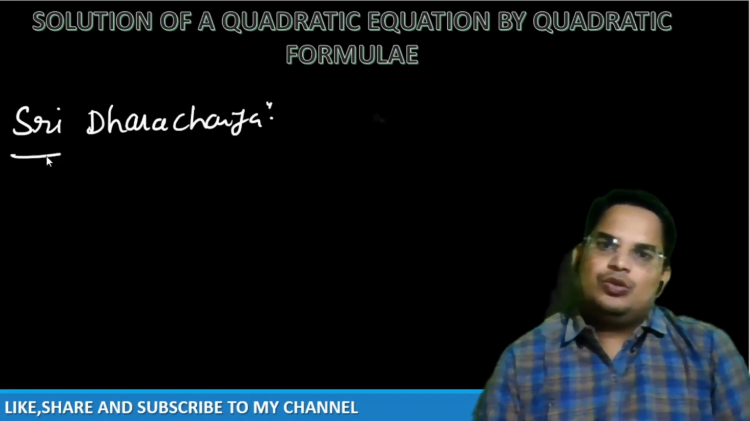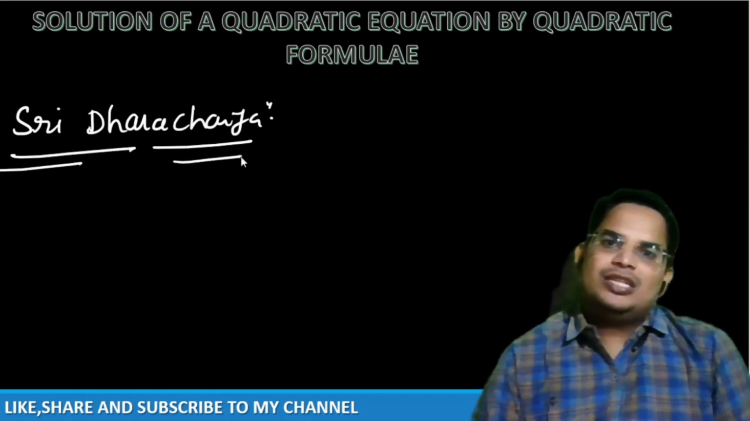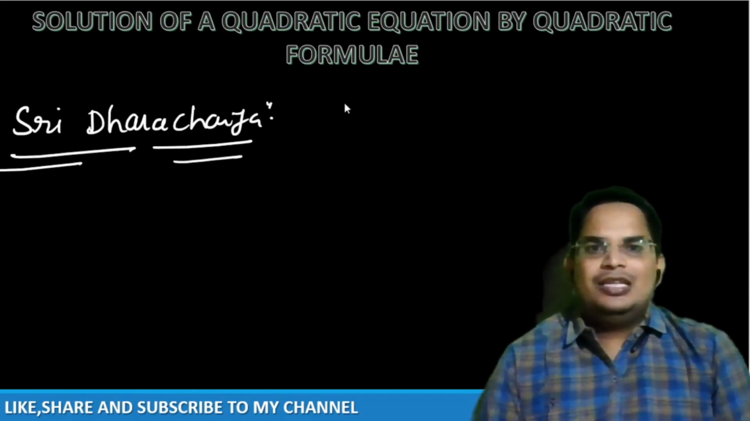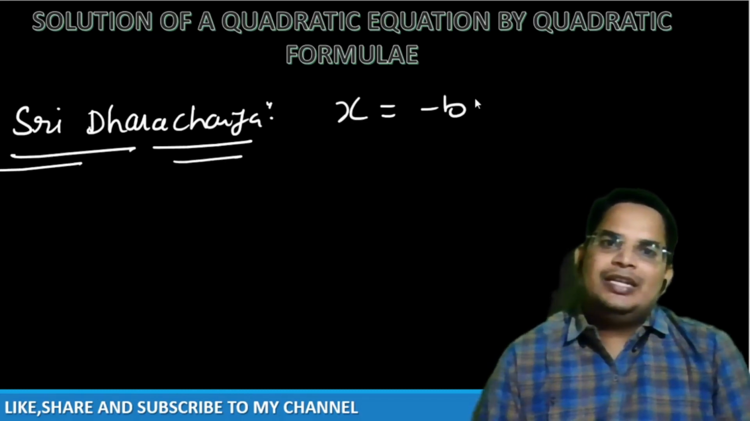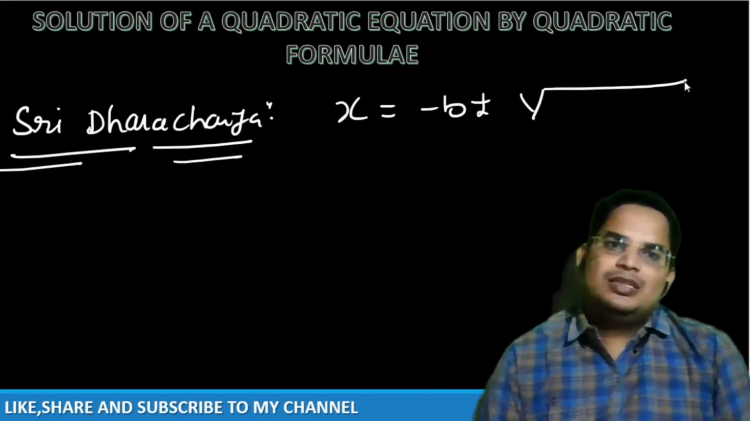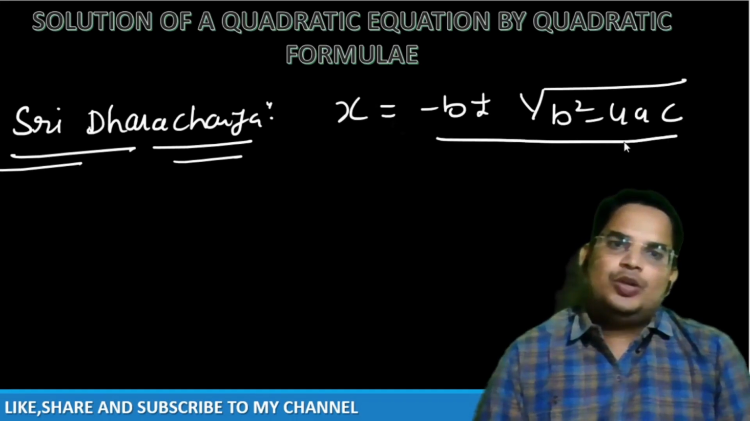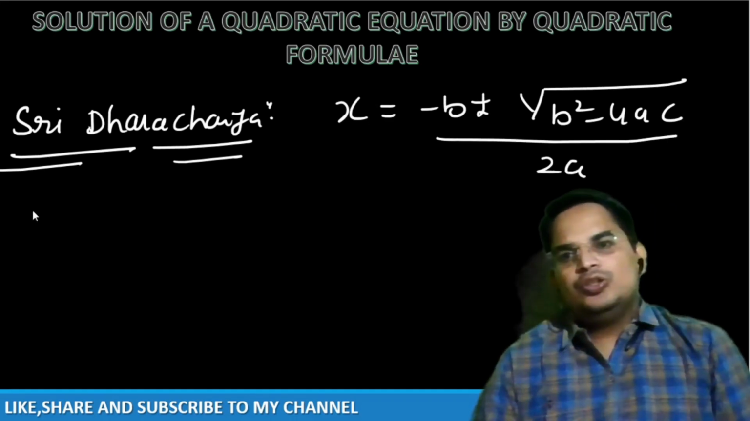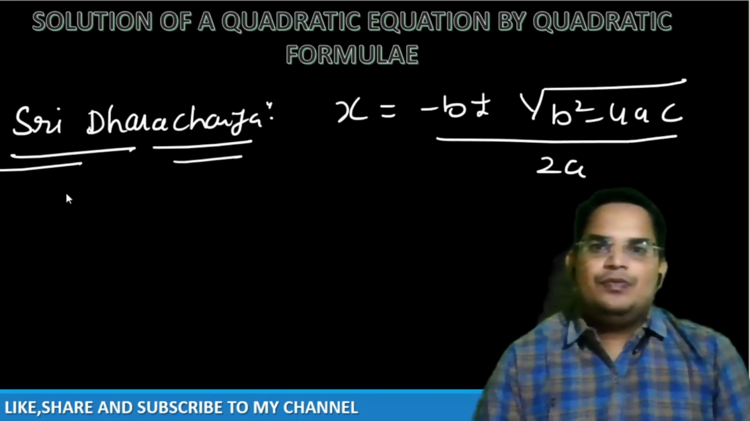Sridharacharya formula. Okay children, so now I am going to tell you what the formula is. Here this formula is x is equal to minus b plus minus square root of b square minus 4ac upon 2a. So I'm going to solve the same equation with the help of this formula.